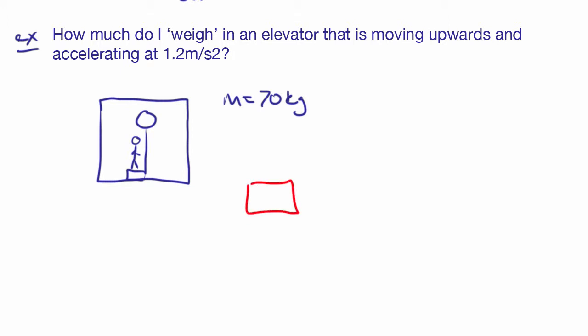So the scale is a box. The scale has a few forces acting on it. What are the forces acting on the scale? The force of the person. We'll call this F sub P, which is also equal to the weight of the person. What other forces? Gravity, normal force. So there's a normal force, and then there's gravity.